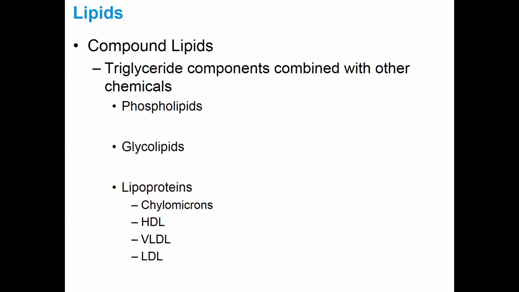Lipoproteins. Obviously, a lipoprotein: lipid is fat, protein is protein. So lipoproteins are a combination of fat and protein. Lipoproteins are the major avenue for transporting fats in the blood. The reason is that if our blood lipids weren't bound to a protein, they would float to the top of the blood like cream, kind of, right?